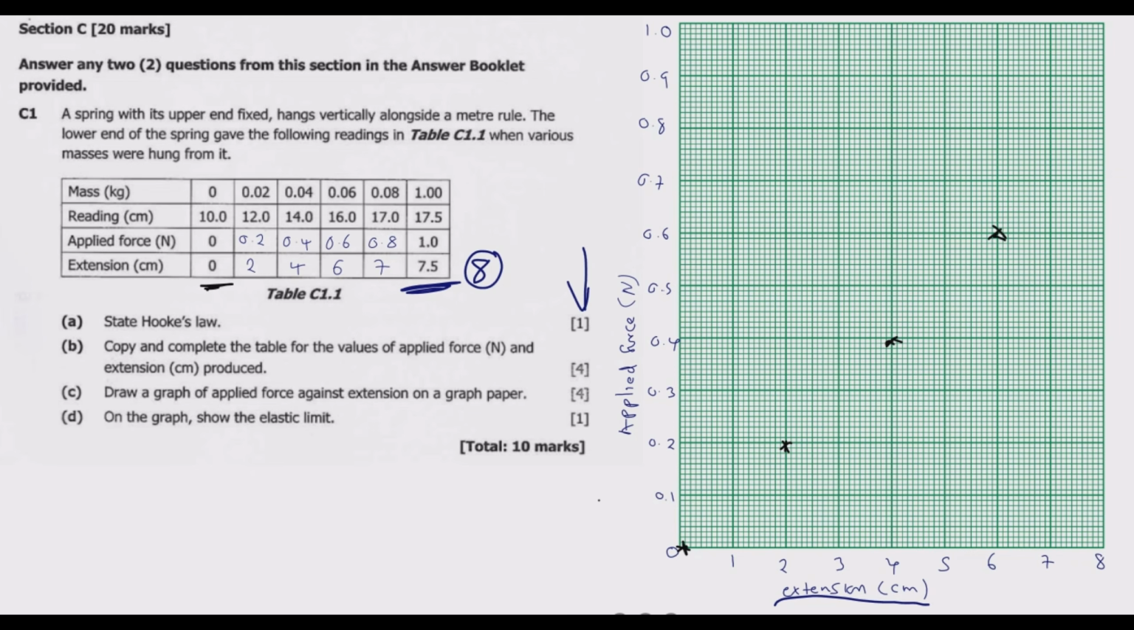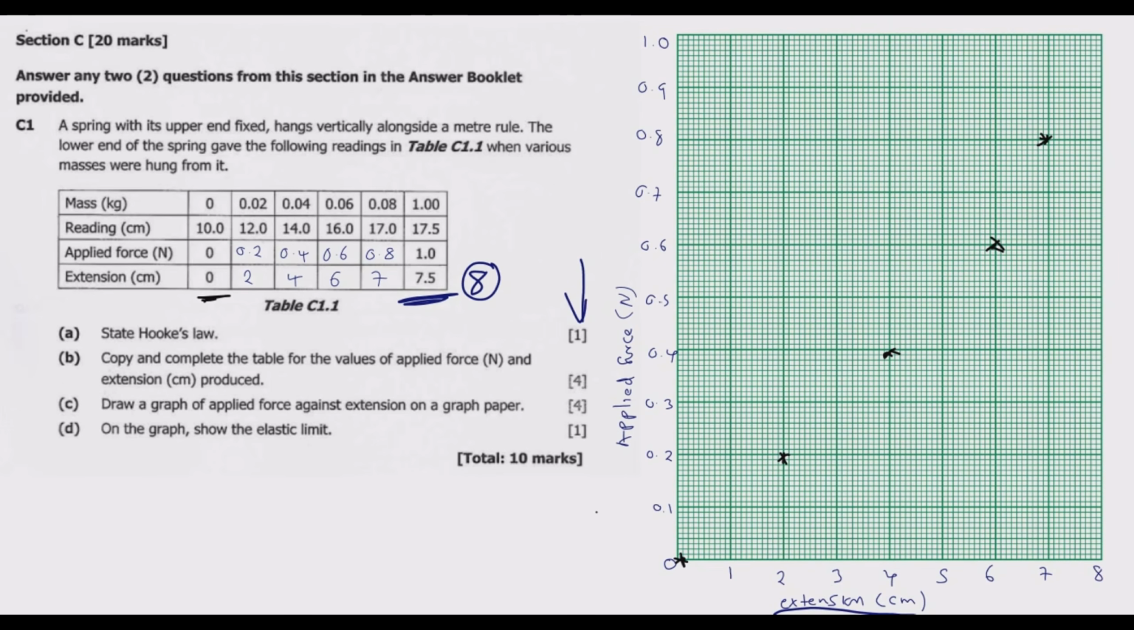Then we have 0.8, 7. So along 7 we go to 0.8, somewhere here. Then we have 1 newton, 7.5. So 7.5 is halfway between 7 and 8, so it is going to be somewhere here.